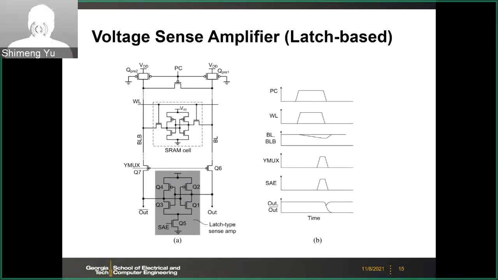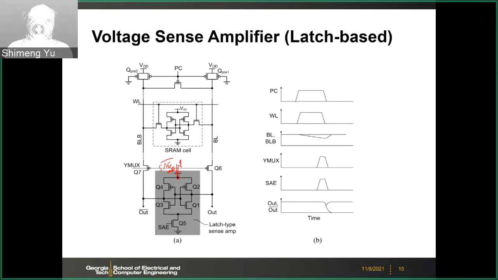And another improved design, if you want to have a faster operation, you can use this latch-based voltage sense amplifier. So here, actually, you have seen this before. This is in the SRAM cell. So this is not like another SRAM, right? But maybe here sense amp enable, and sometimes we have the PMOS here as well, right? As a complementary enable signal to control the PMOS.